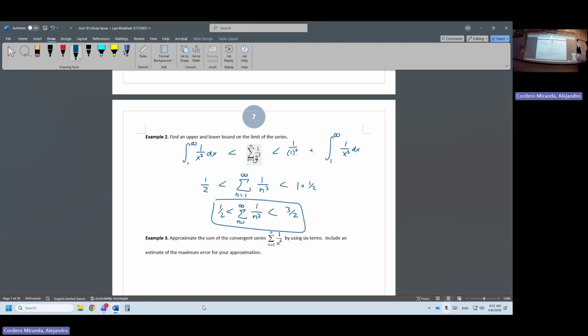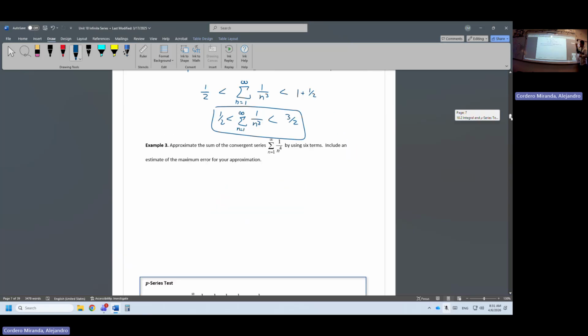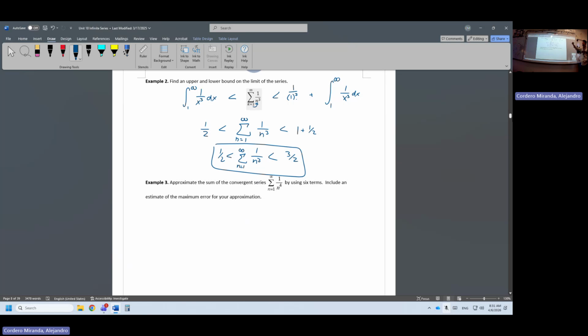Okay. I think we'll have time at the end to talk about where these bounds come from. So remind me if I say lesson over without talking about where those come from, remind me that lesson's not over. And then example 3 says, approximate the sum for that convergent series using 6 terms, and include an estimate for the maximum error for your approximation.